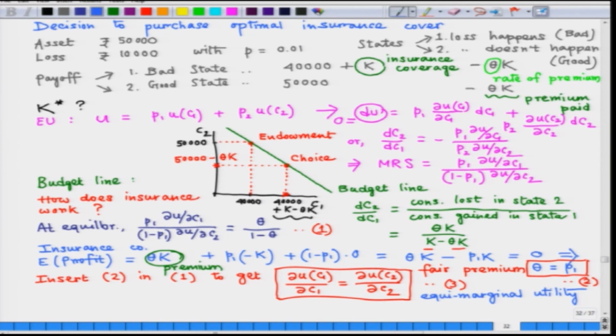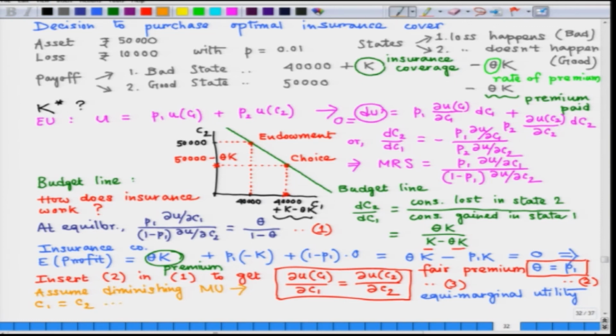Now, what does that mean? Now, if you remember, we are dealing with a concave to origin utility function, right. So, if that is the case, we are assuming diminishing marginal utility. So, as we have assumed diminishing marginal utility, equation 3 implies that we have C1 equal to C2. So, the consumer will choose insurance cover in such a way that its consumption in good state and in bad state will be equal, right.